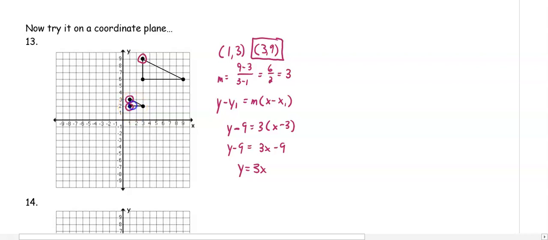So the next 2 points I'm going to pick are these two. So these points are 1, 2, and 3, 6. So if I go to find the slope here, 6 minus 2 over 3 minus 1 gets us 4 over 2, which reduces to 2. Again, we're going to pick one of the points, so I'm going to pick 1, 2.